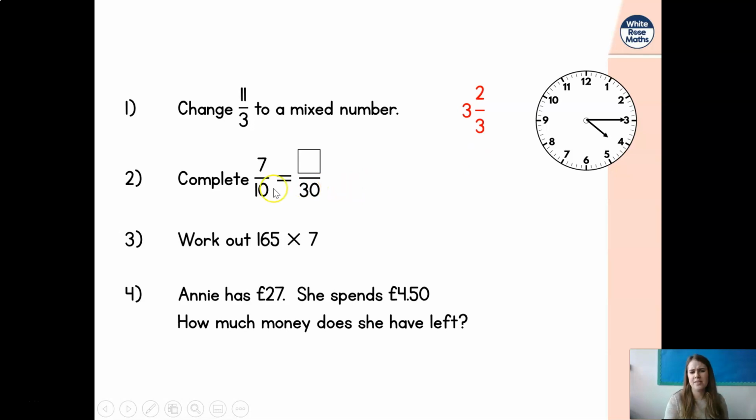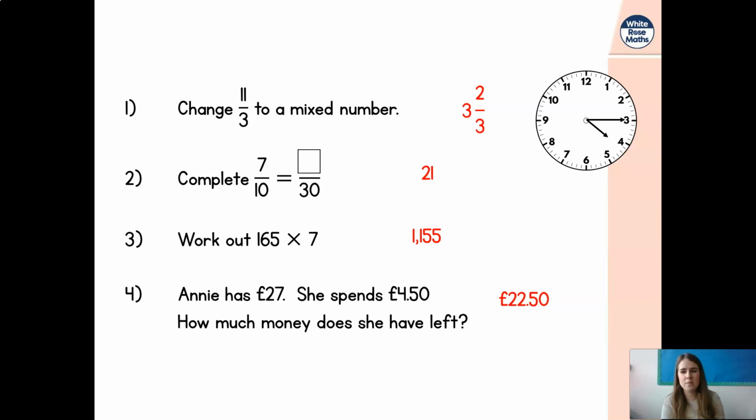So complete this one. Think, how do we get from 10 to 30? Multiply by 3. 7 multiplied by 3 is 21. Work out 165 multiplied by 7. That's going to give you 1,155. And Annie has £27 and she spends £4.50. So you're going to need to do a subtraction there. And 27 take away £4.50 gives her £22.50. Okay, well done if you got those right. If you've made any mistakes, you got a bit stuck, go back and have a look at where you went wrong so that you know for next time.